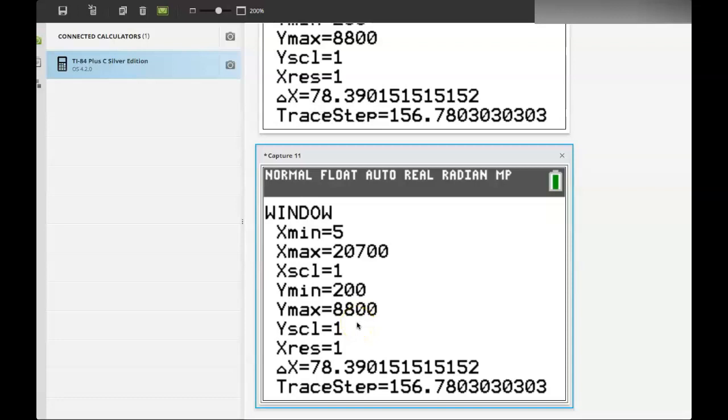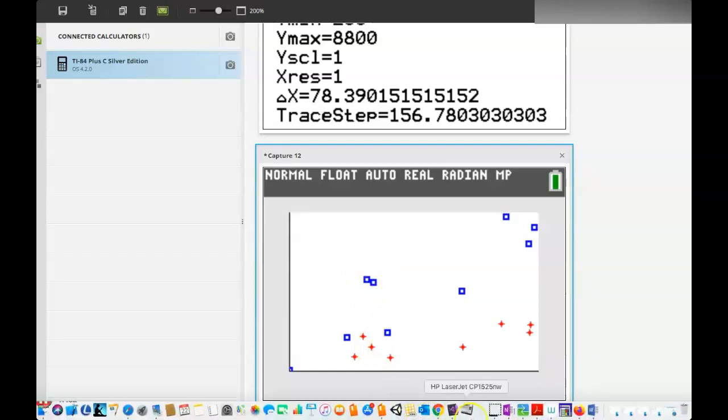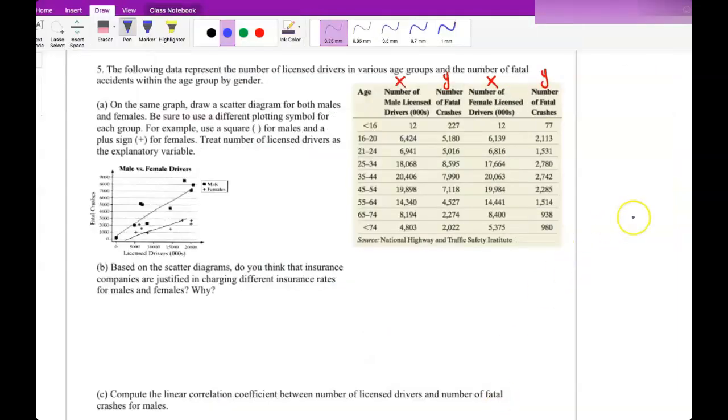Okay, so now graphing. Again on top, on the first row of your calculator, on the right side you have graph. So press that one. Okay, so here is our scatter diagram. These blue are for male and these are for female. Okay, so we graphed it. So I have that graph here.